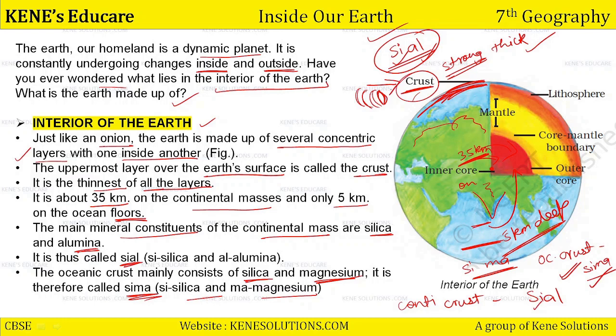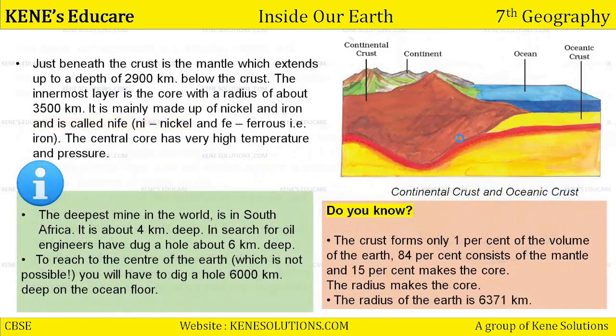Okay, this is the first layer of the earth which is the thinnest layer. If you want to go inside the earth from the continent, you have to dig 35 kilometers. But if you want to go inside the earth from the ocean floor, it is 5 kilometer. क्योंकि 5 किलोमीटर के बाद दूसरी लेयर शुरू हो जाती है जिसका नाम है मैंटल. ठीक है, we will read about it.